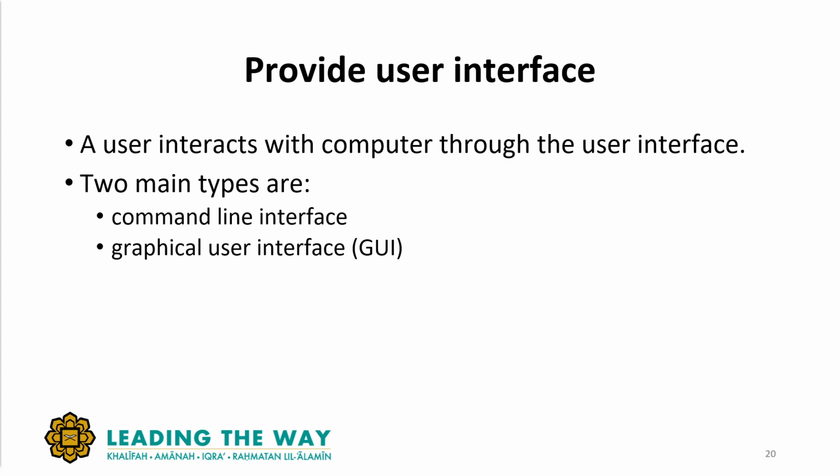The user interface provides means of input to allow the users to manipulate the system, and also output, allowing the system to indicate the effects of the user's manipulation. We have two main types of user interface. First is the command line interface, and second is the graphical user interface, or GUI.